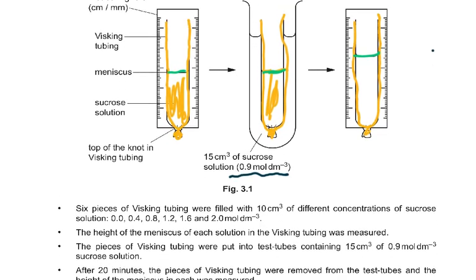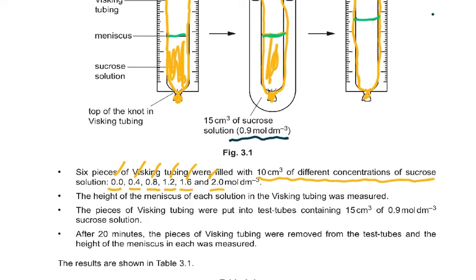Six pieces of Visking tubing were filled with 10 cm³ of different concentrations of sucrose. One had 0.0, one had 0.4, 0.8, 1.2, 1.6, and 2.0. So how many do we have? We have six: 1, 2, 3, 4, 5, and 6. So we have six different concentrations of sucrose. The height of the meniscus of each solution in the Visking tubing was measured.